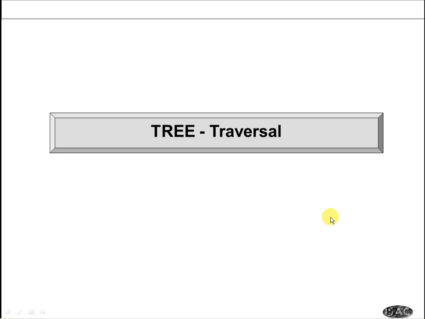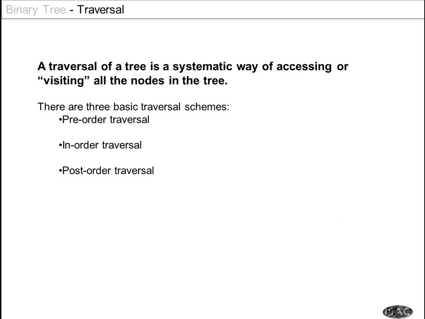Now we will discuss another very important concept in trees called tree traversal. What exactly is tree traversal? This is a very well understood and simple concept, but let us understand that. A traversal of a tree is a systematic way of accessing or visiting all the nodes in the tree. So, how do you go from one node to another node in a systematic way? That is what is called traversing the tree.